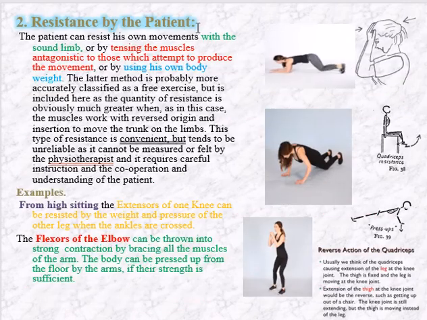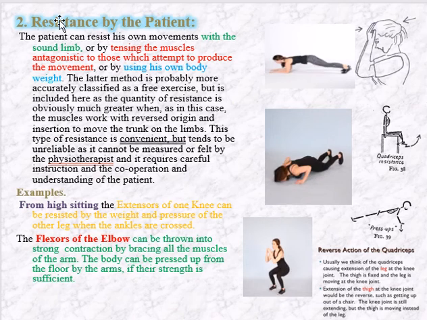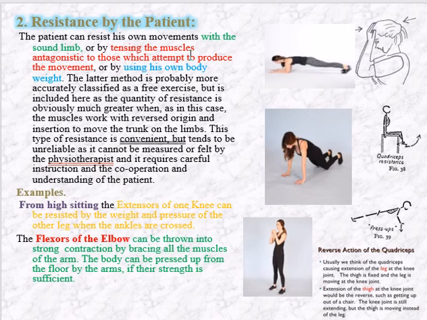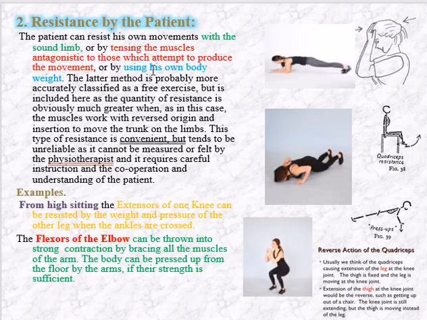Now, what is resistance by the patient? The patient can resist his own movements with the sound limb or by tensing the muscles antagonistic to those which attempt to produce the movement, for example, by using his own body weight.